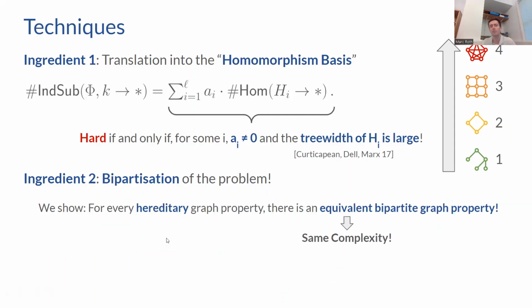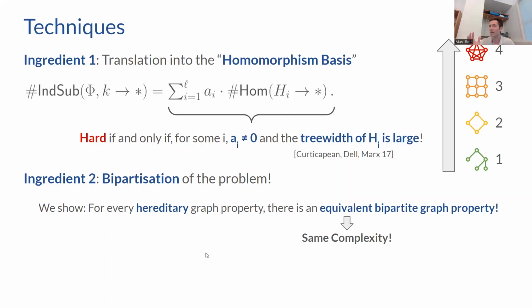And what we did is we proved that for every hereditary graph property, there is an equivalent bipartite graph property. And by equivalent, I mean it has the same complexity as our initial property. That is, counting induced subgraphs of size k that satisfy the hereditary property has roughly the same complexity as counting bipartite induced subgraphs that satisfy this bipartite graph property.